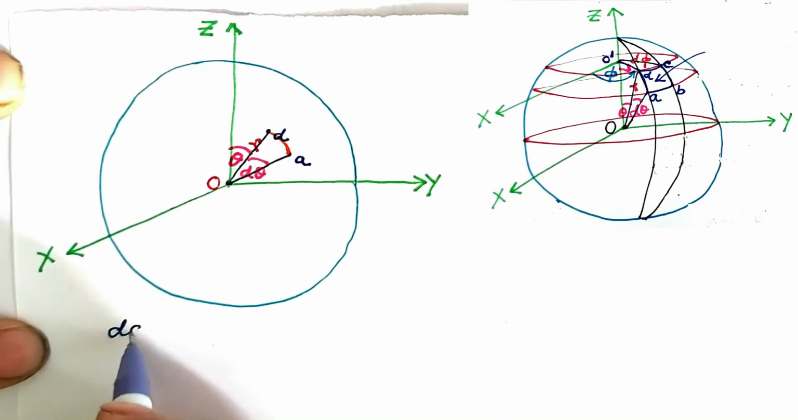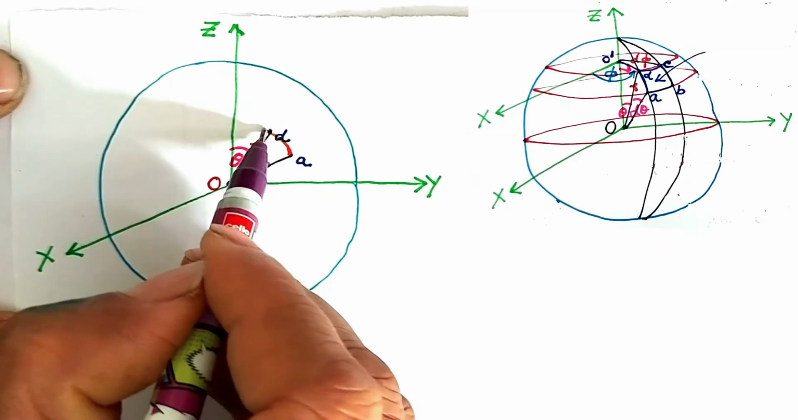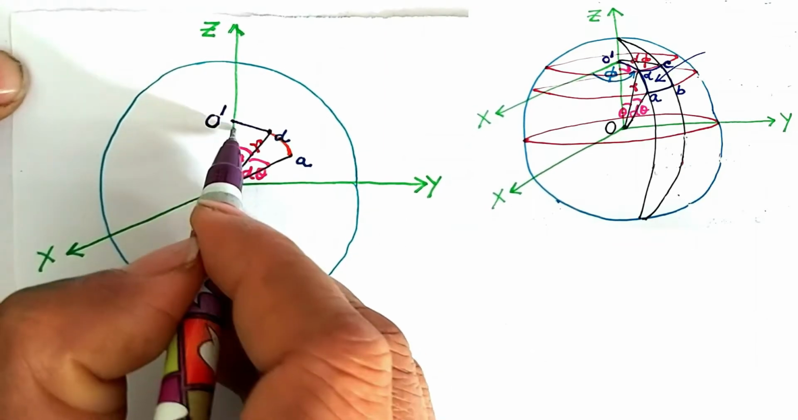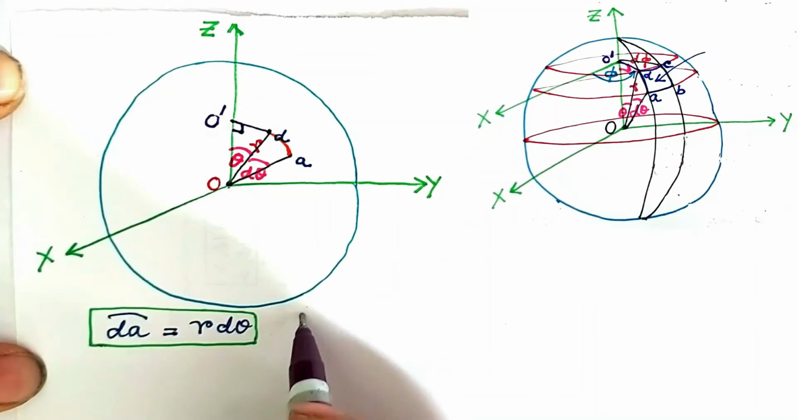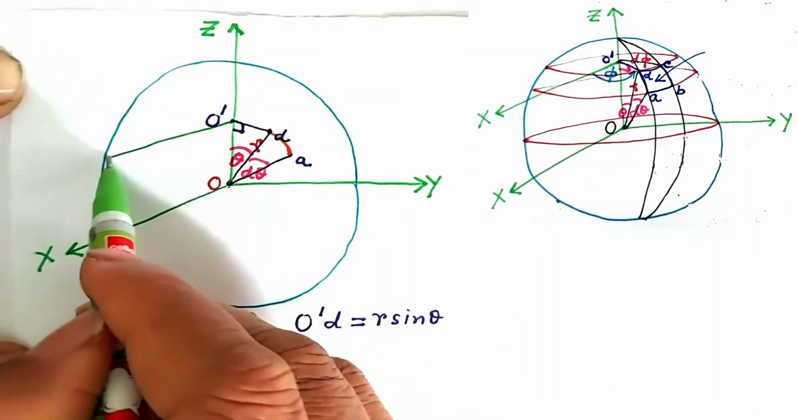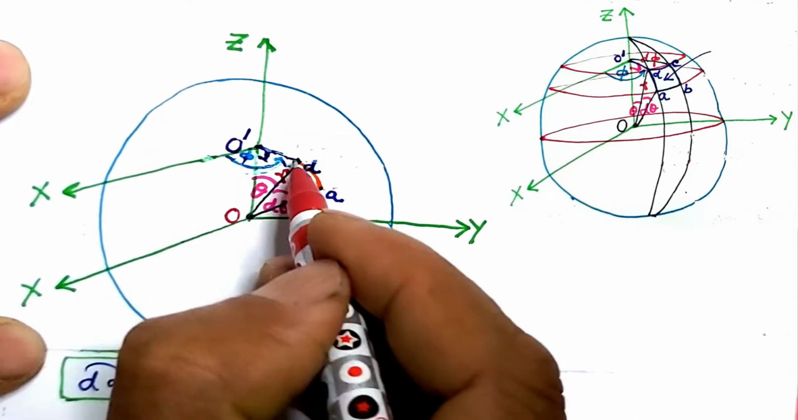What is the length of the arc DA? It is R d theta. Drop perpendicular from point D to z axis. It is O'D. This is the right angle and O'D is R sine theta. This is the x direction at O'. This is the azimuthal angle phi.